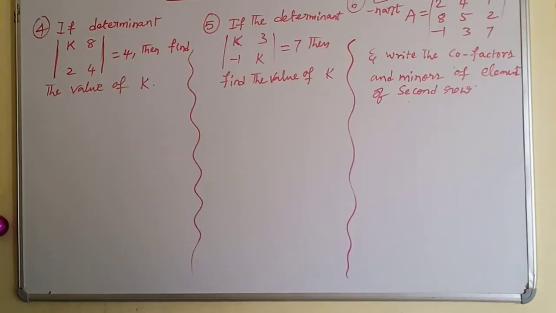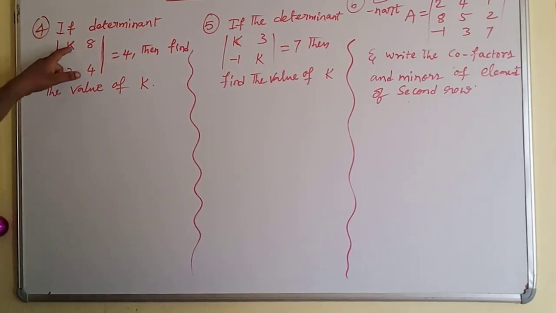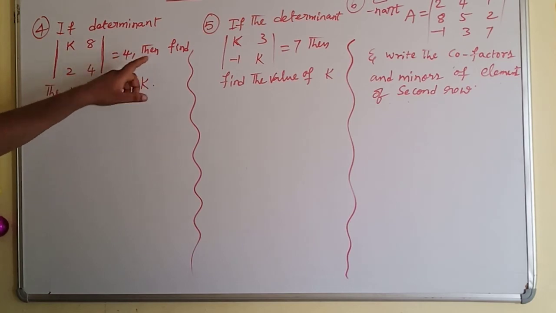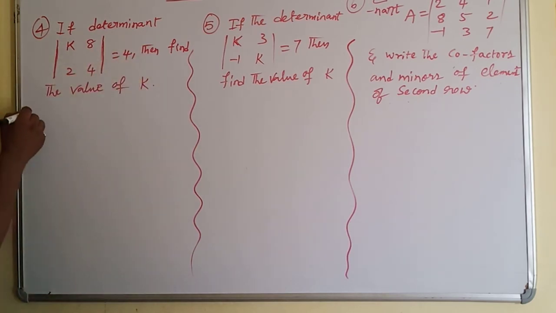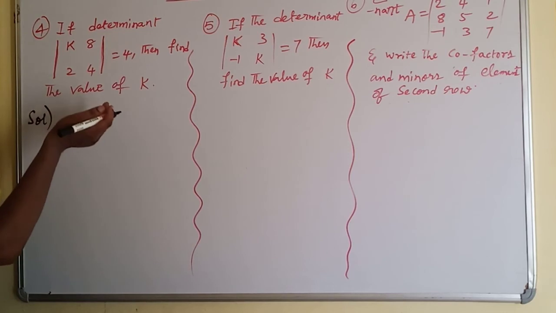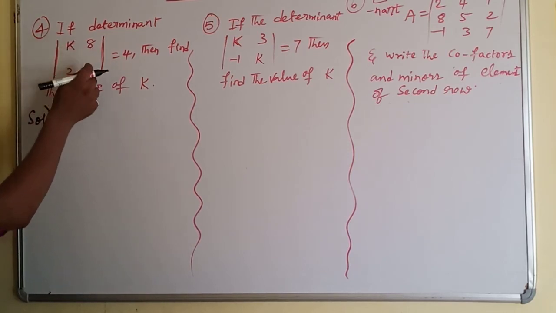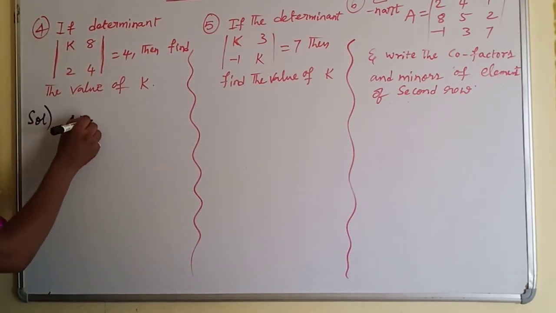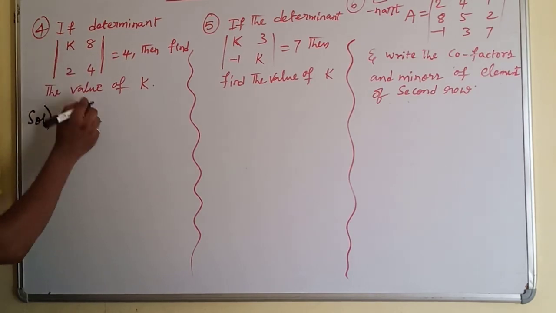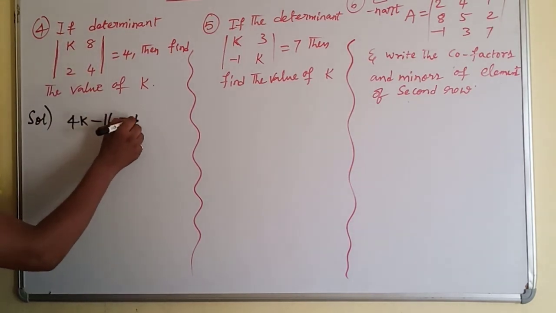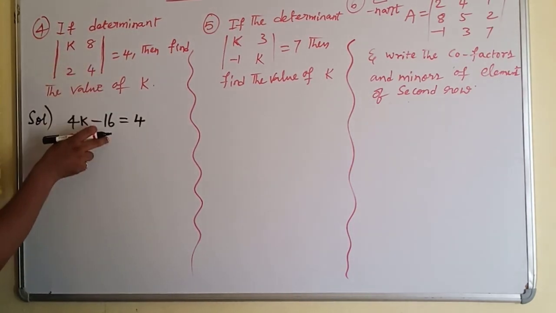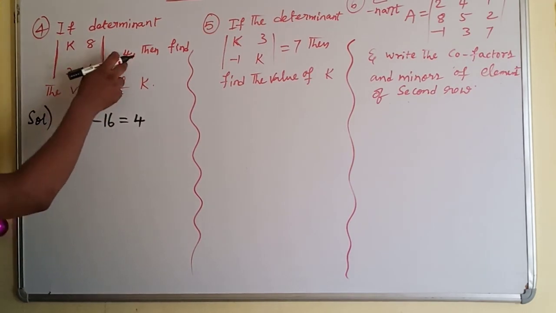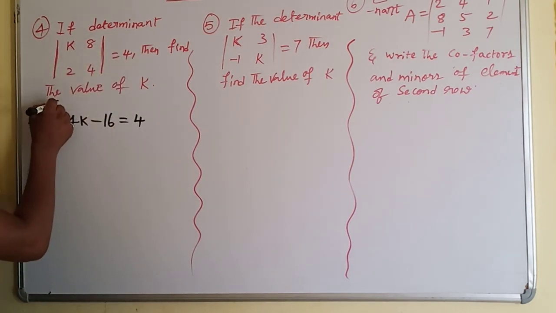Let's move on to the 4th, 5th and 6th problems. So, 4th one: if the determinant |k 8; 2 4| is equal to 4, then find the value of k. It is very simple. Just multiply k into 4, 4k minus 8 into 2, which is 16. The value of the determinant is 4k minus 16, and that is equal to 4, as given in your question.